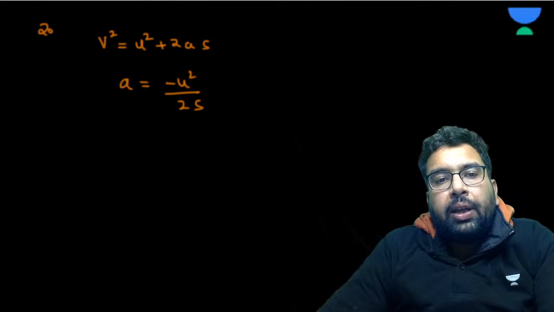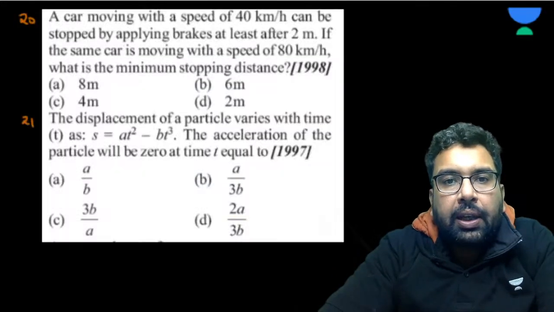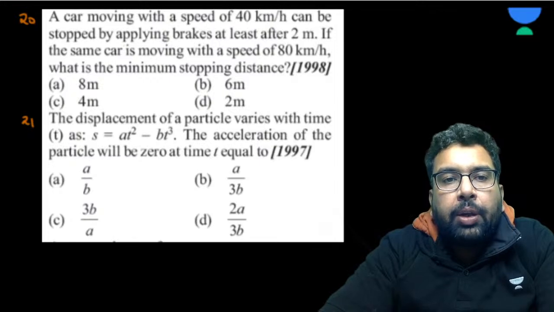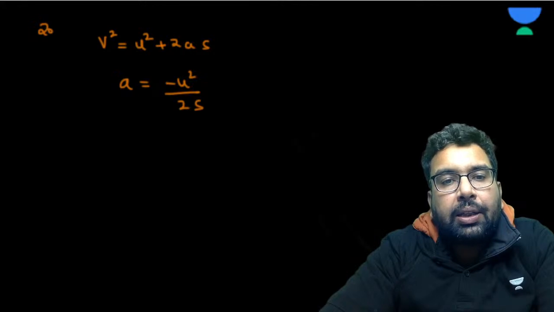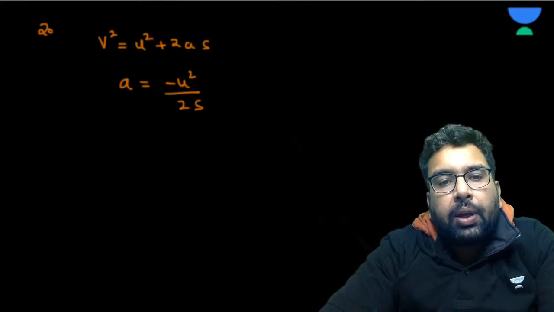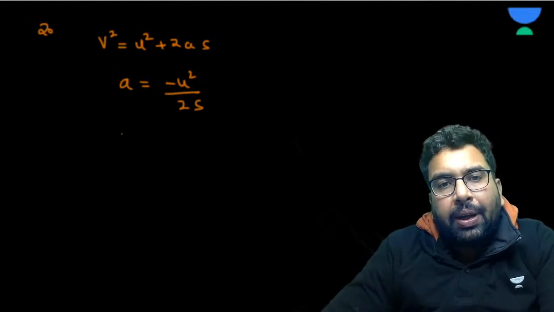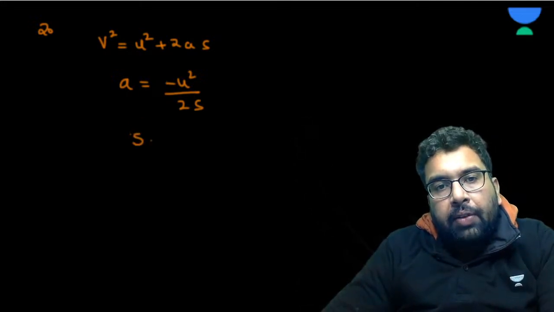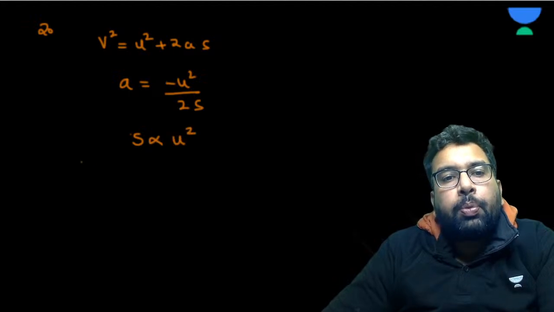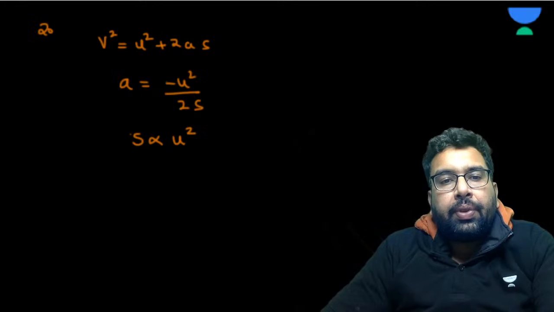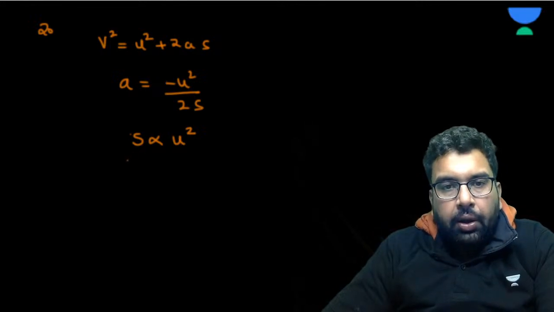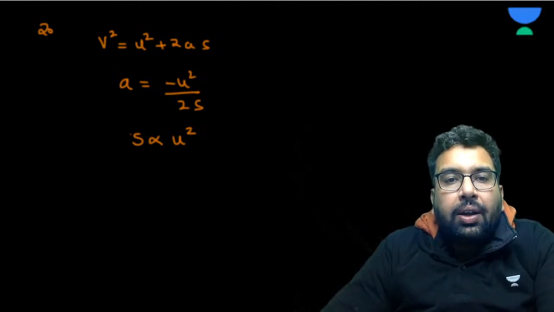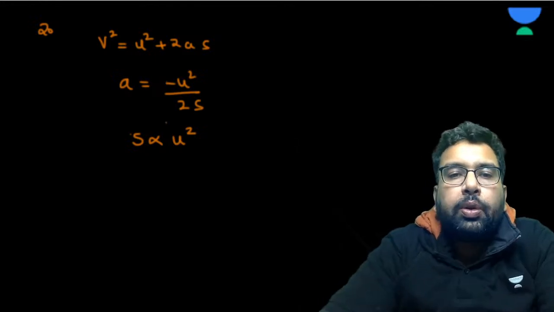So now see, it says if the same car is moving with a speed of 40 kilometer per hour, what is the minimum stopping distance? So can we write it like this? See, this is how we can do it in a shortcut way. From here, can we say that displacement is proportional to velocity square for a given acceleration, isn't it? Do you agree to this or not? For a given acceleration, or for the same retarding force, the displacement is proportional to u square. Now the question is solved.